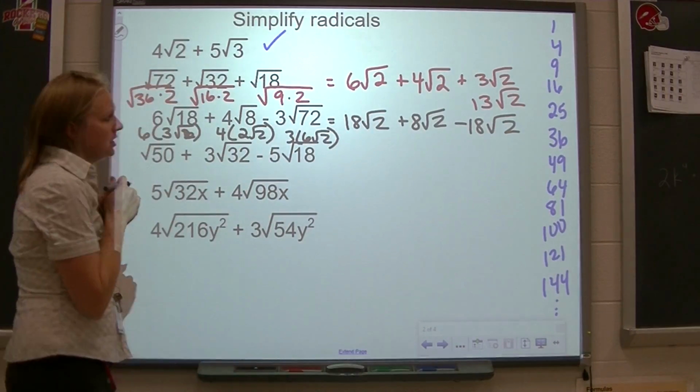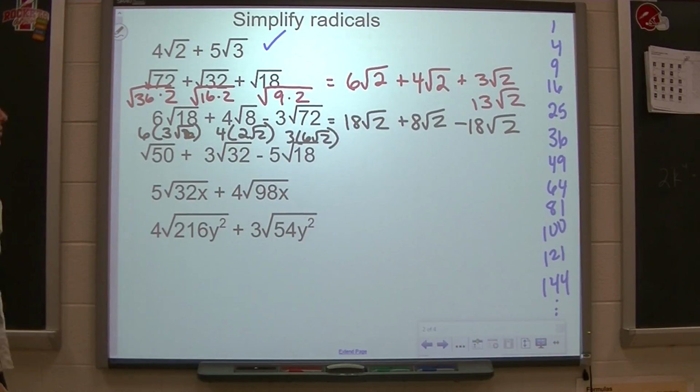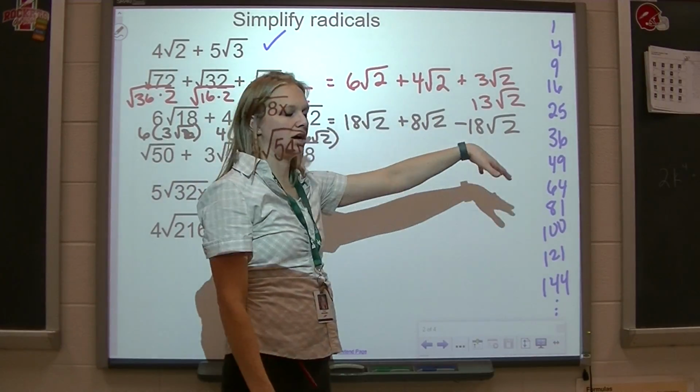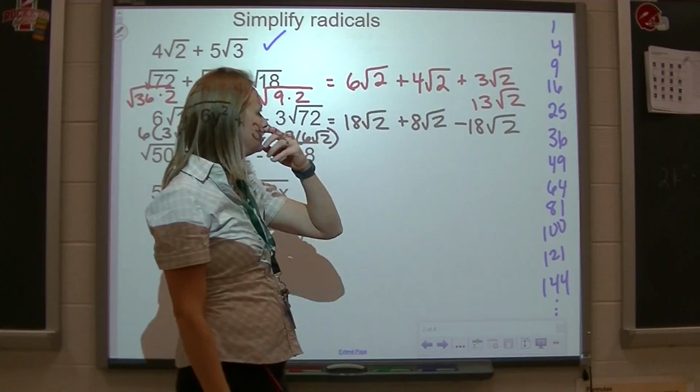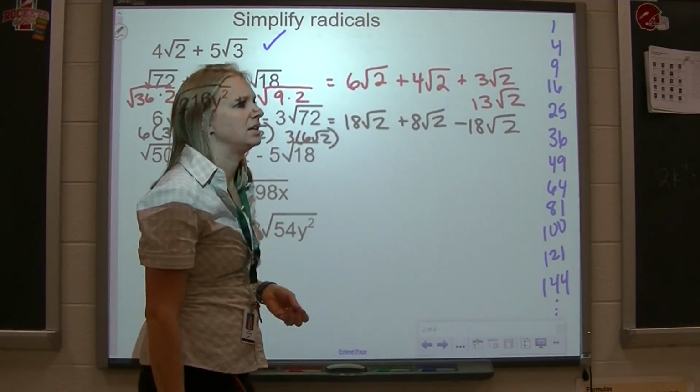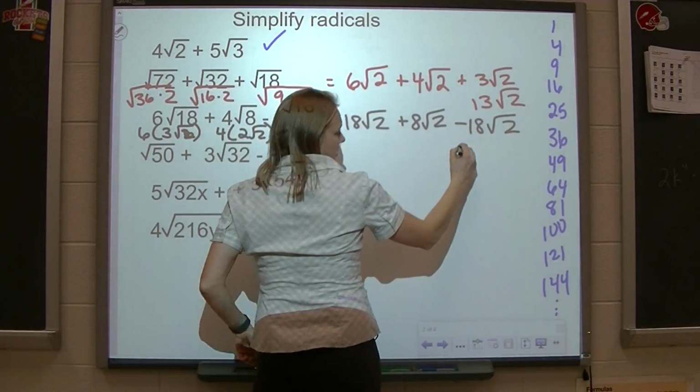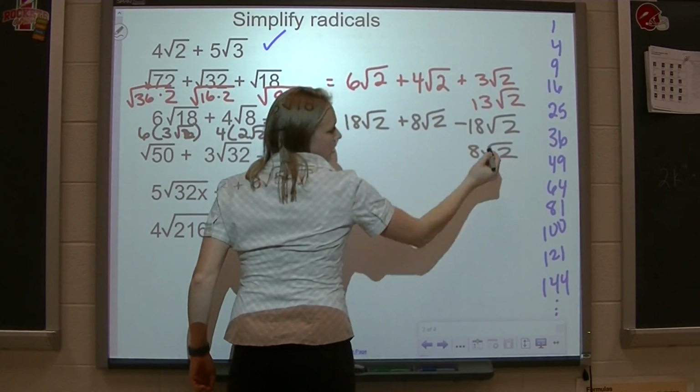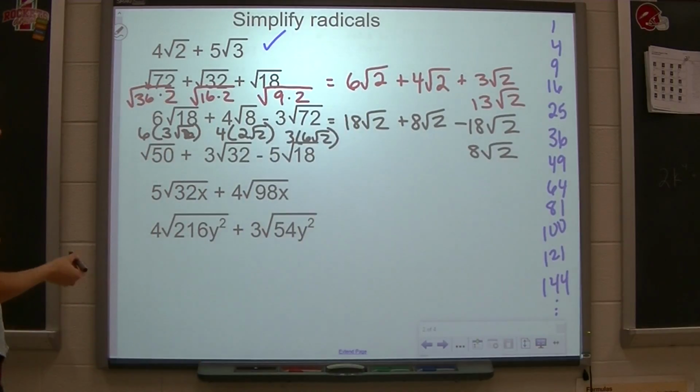Square root of 2. And then all my radicals are the same, so it's just a matter of adding what's outside and subtracting. So 18 plus 8 is 26. 26 minus 18 is 8. So here we have 8 radical 2 as our answer.